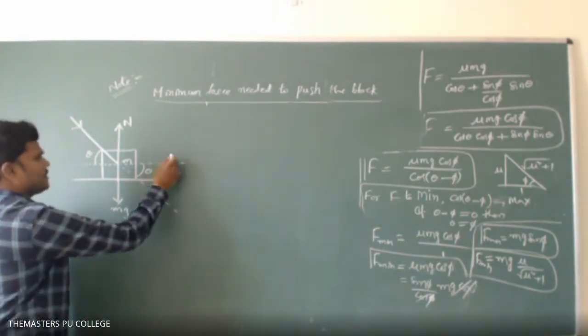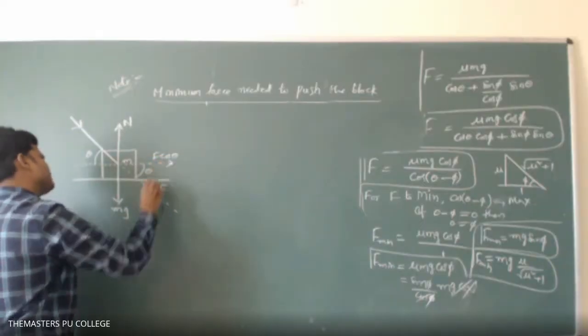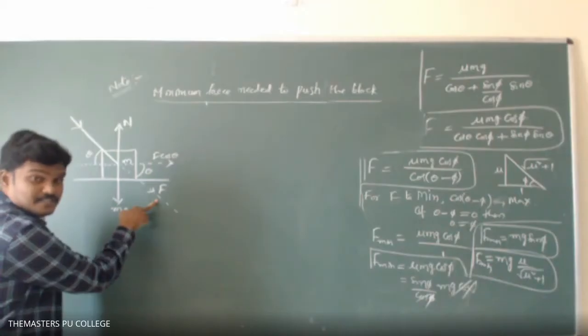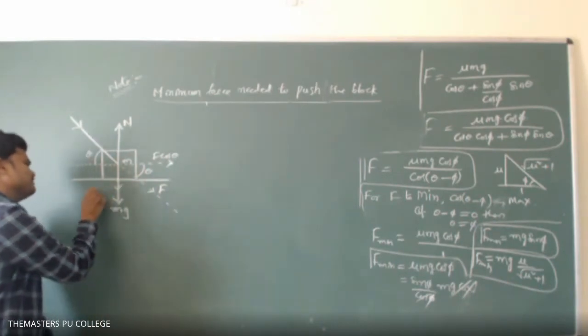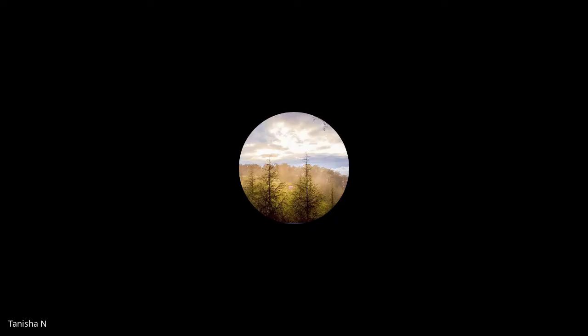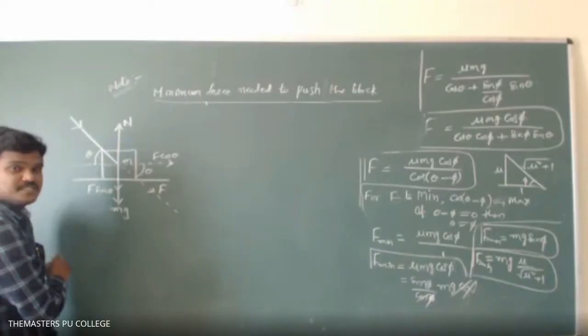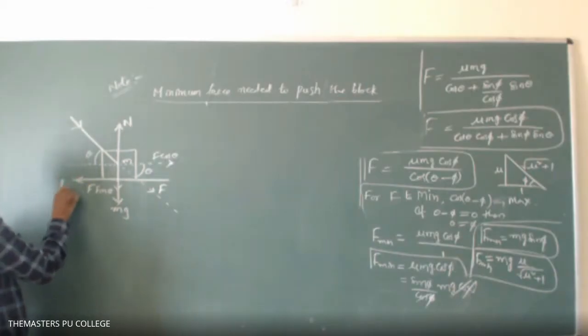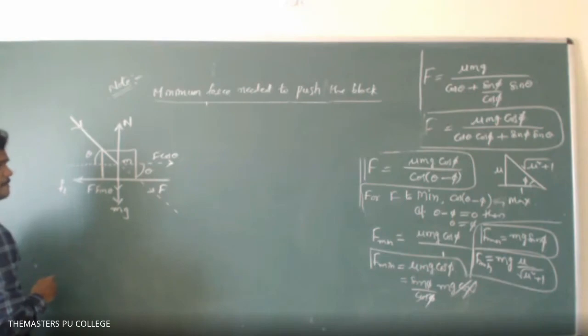What is this component? F cos theta. Tell me in which direction F sin theta will act, upward or downward? Downward. Since F is directed this way, F sin theta will be downward. What is the normal reaction? It is mg plus F sin theta. Now, for the body ready to slide, F cos theta is balanced by the limiting friction FL.